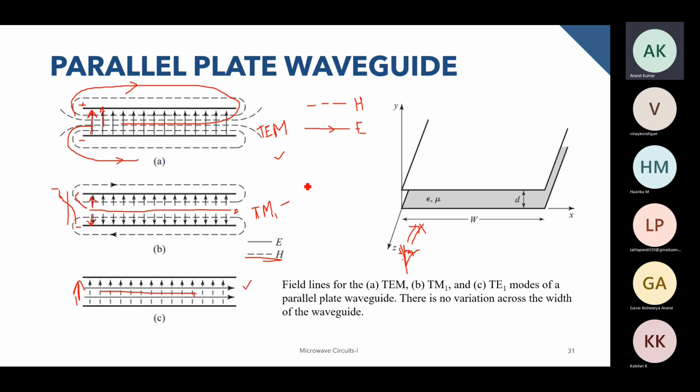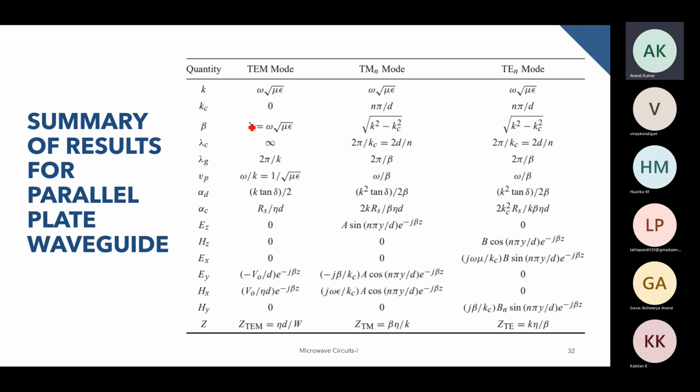We'll move next to the rectangular waveguides. Over there, these things will again come back, and we will see some more of these plots at the end of the class. So this is a summary of the different results that we calculated for the TEM mode and TE mode.